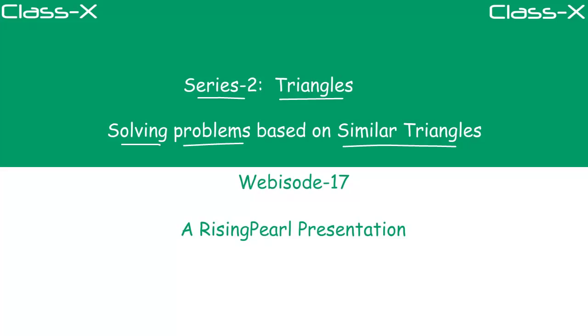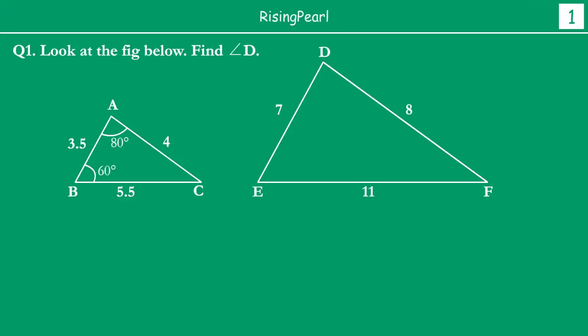So starting this webisode and in the next few webisodes, we are going to look at what kind of problems you may be getting on similar triangles. So friends, the first type of problem would be very straightforward. Here all the dimensions will be given and maybe one or two are missing and you need to find out the missing one. So in this figure here we have two triangles ABC and DEF.